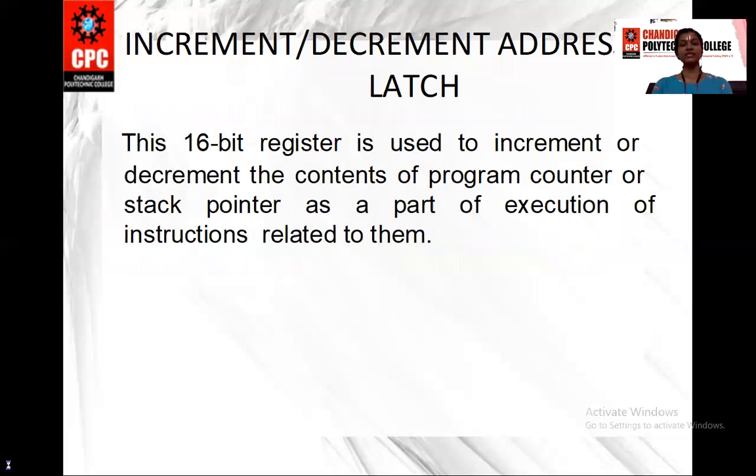Next one is a block in the block diagram, that is the increment decrement address latch. First of all, it is a 16-bit register, which is used to increment or decrement the content of the program counter or stack pointer as a part of execution of instructions related to them. As I said, the program counter is used to store the address of the next instruction to be executed. So how will the value of the program counter be incremented to the next instruction's address? That will be done through the increment decrement address latch. It is used to increment the value of the program counter so that it can jump to the address of the next instruction. Right?